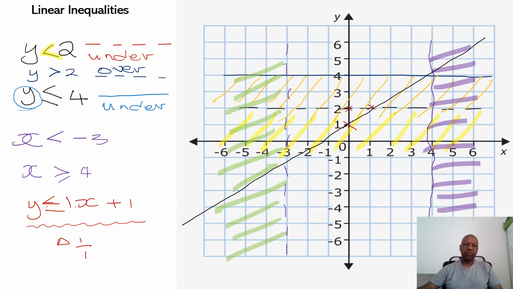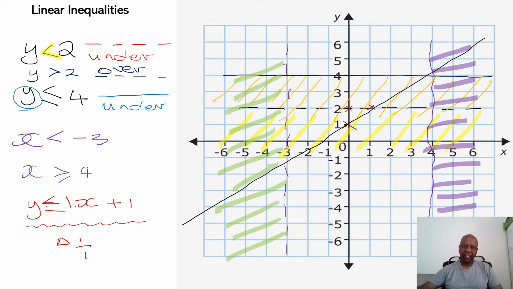Okay, so what you will notice is that this graph here has a gradient of 1, and my x-intercept is -1, my y-intercept is +1. I am looking to sketch a region where y is less or equals to 1. I used a solid line for the equals to part.